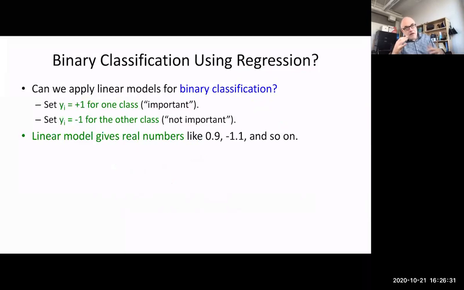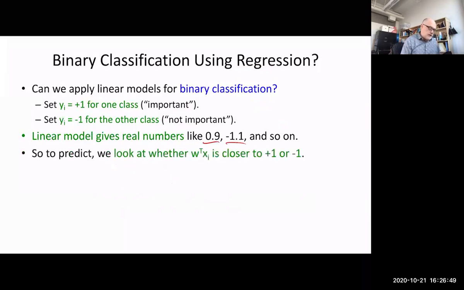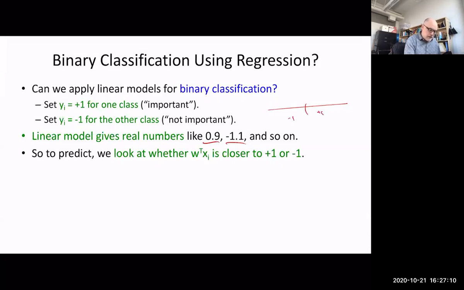There is an issue, and this is a fun explanation that should ring true as we go through. Unfortunately, a linear model gives real-numbered outputs, like 0.9, -1.1, and so on. To predict, we want to see whether W transpose Xi is closer to +1 or closer to -1. W transpose Xi lives on the real line, and we have +1 and -1.